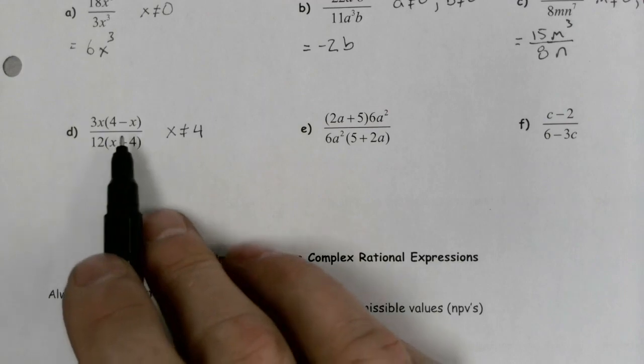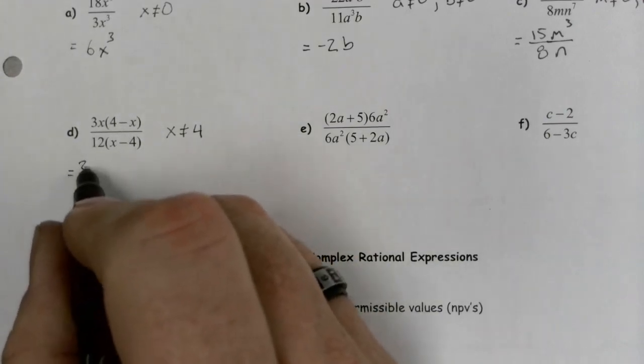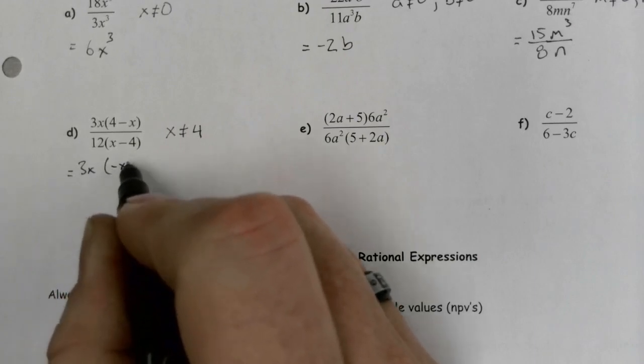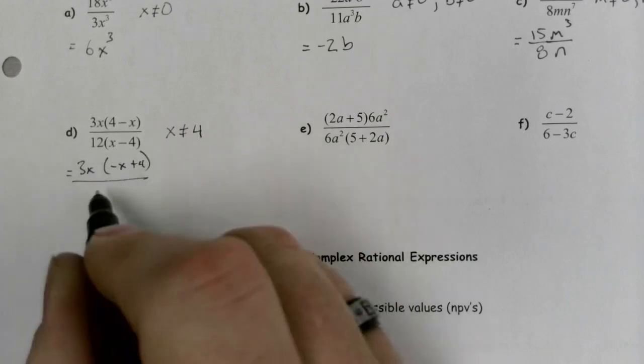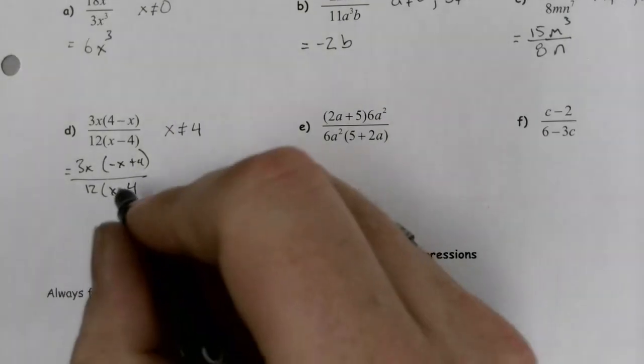Now, right now, I don't particularly like the way the numerator looks. It's in the wrong order. So I'm going to make that pretty by changing the order that those two terms show up in.